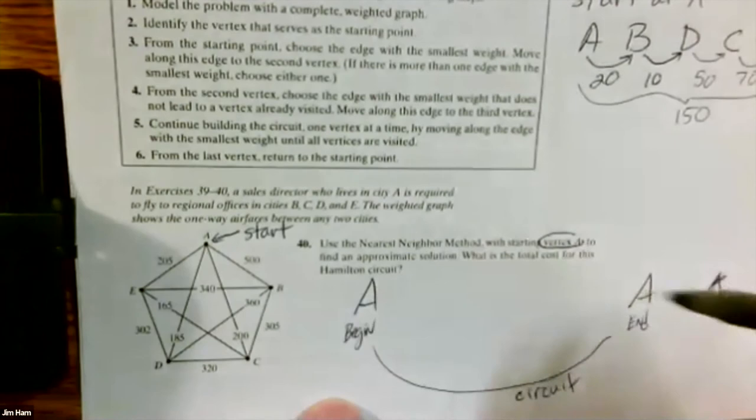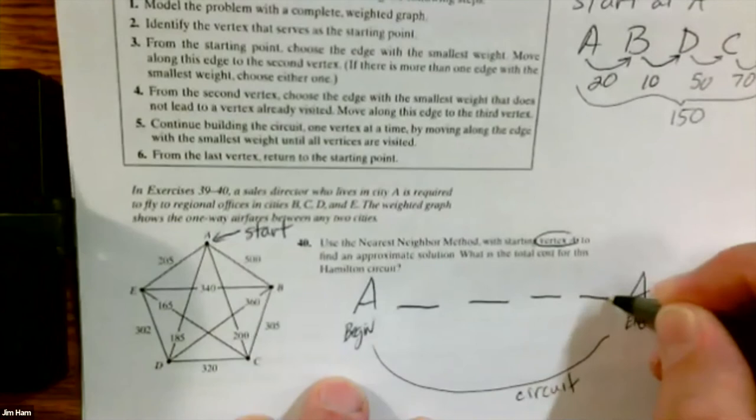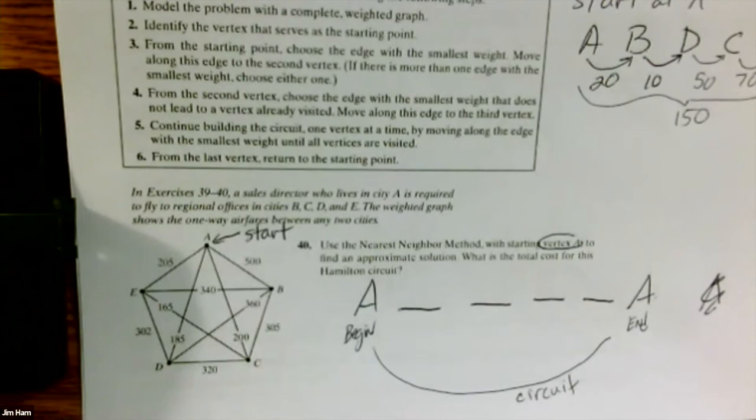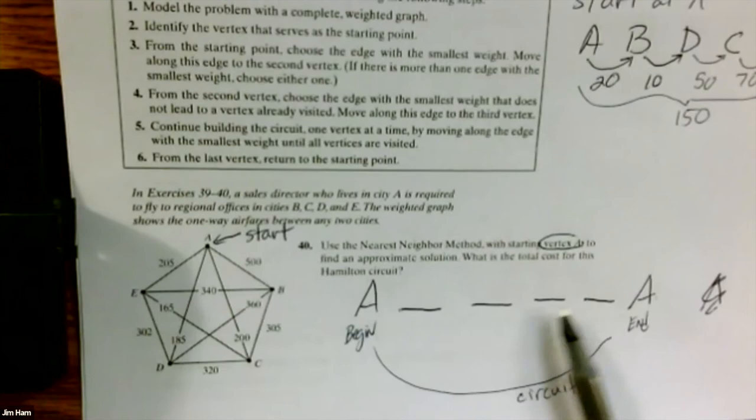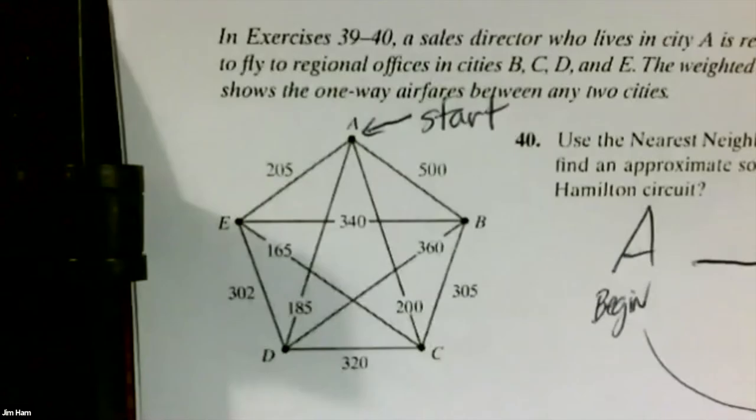So then you're going to have 2, 3, 4, 5. So you're going to have four letters between the two A's. And the letters you have to use are the other vertices. So B, C, D, and E has to appear in some combination in here. Okay. Also include the weight. What is the weight of your minimum circuit or your minimum of your weighted graph?